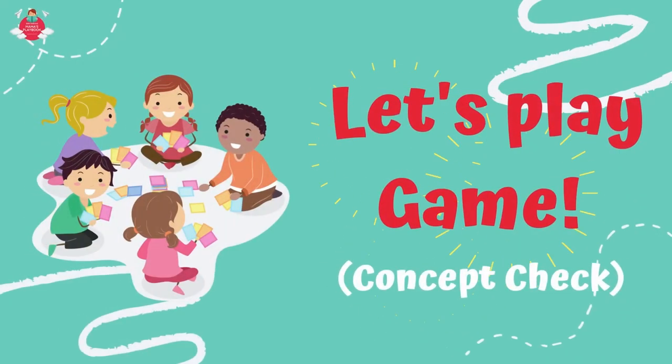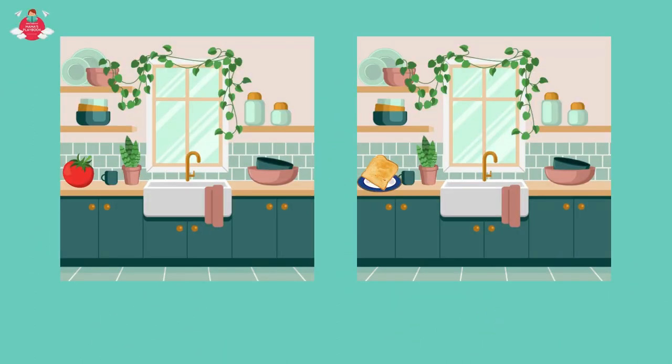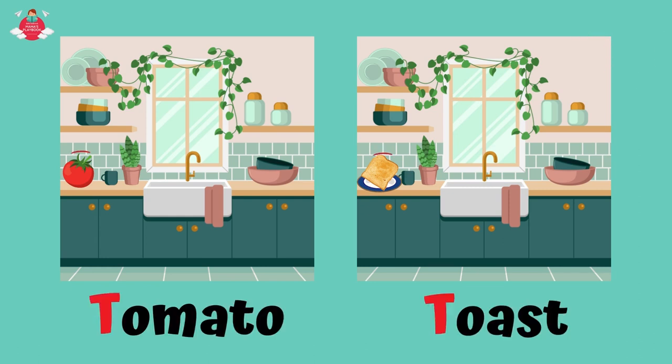Now, let's play some games. Can you see the difference between these two pictures? That's right. There is a tomato on the left and a slice of toast on the right. Tomato. Toast.